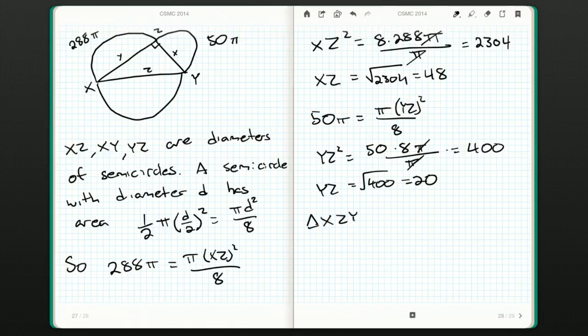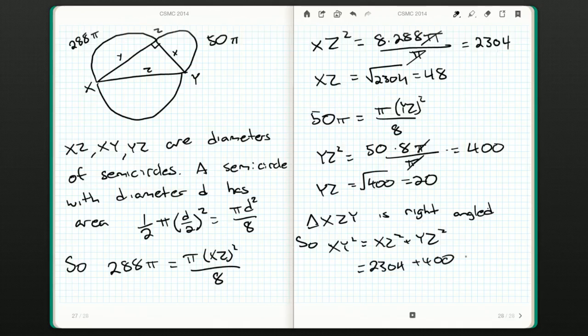Okay. So XZY is right angled. So XY squared is equal to XZ squared plus YZ squared. Well, hey, we didn't even need YZ and XZ. We already had their squares. So that's 2304 plus 400, 2704.